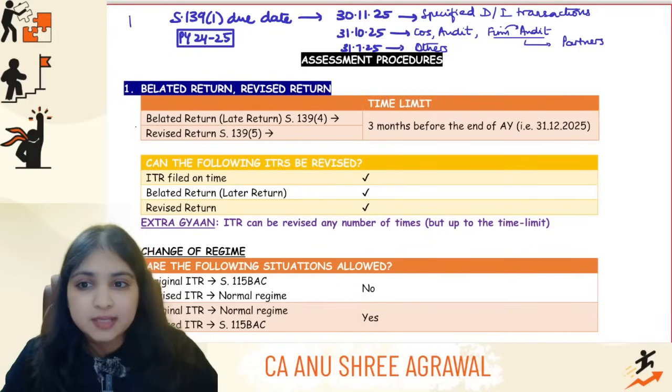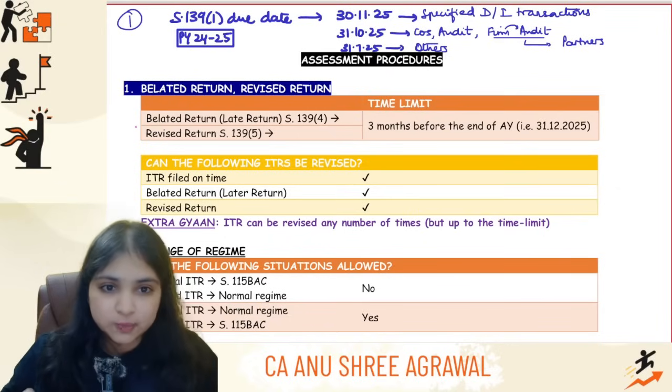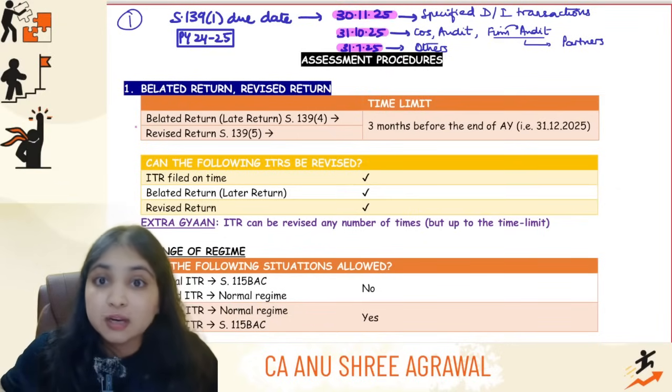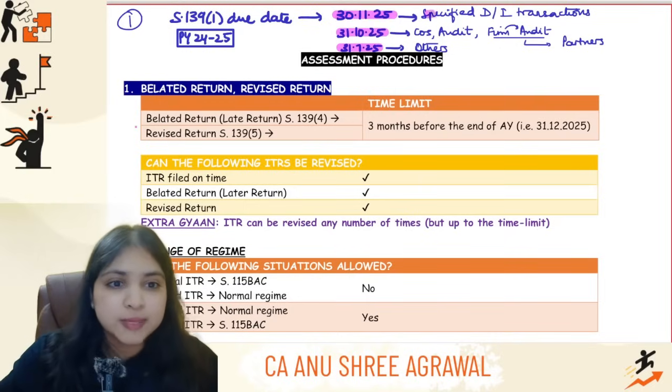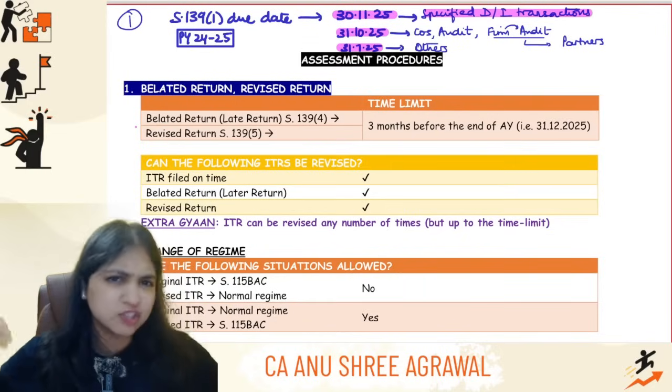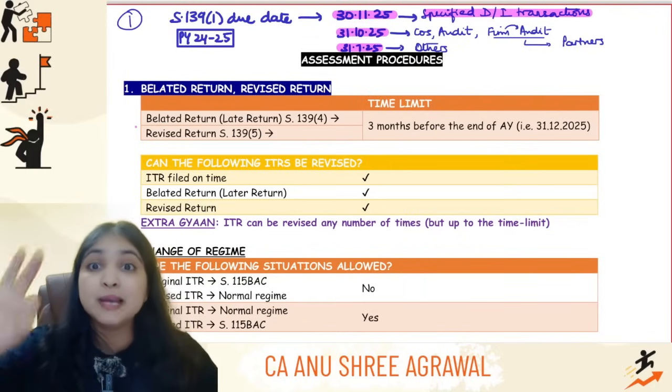Point number 1, if the assessee wants to file ITR on time, what is the 139(1) due date? By when should the assessee file the ITR if he is filing it on time? 3 due dates we have over here: 30th November 25, 31st October 25 and 31st July 25. 30th November 25 will apply to those assessees who have specified domestic or international transactions, that is your transfer pricing assessees. 31st October 25 will apply to 3 assessees.